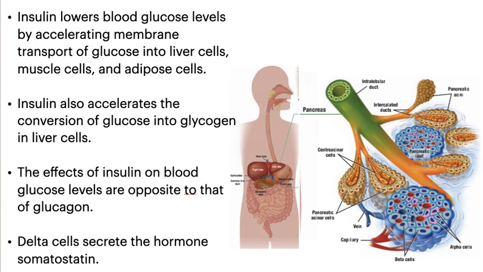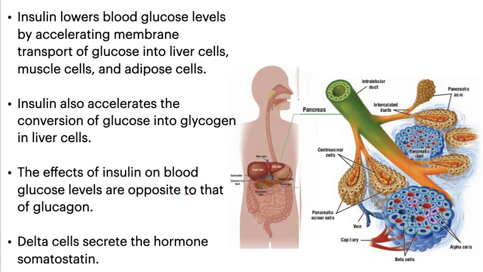Now, what is the function of insulin? It lowers the blood glucose levels by accelerating membrane transport of glucose into liver cells, muscle cells, and the adipose cells. Insulin also accelerates the conversion of glucose into glycogen in liver cells. The effect of insulin on blood glucose level is obviously opposite to that of glucagon.